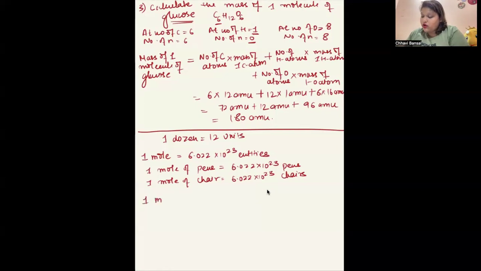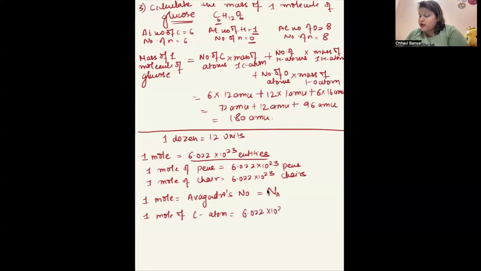This number is also called Avogadro's number. Remember this number, it's very important. We are going to use it very frequently. And it is denoted by capital N, small a. This is Avogadro's number. Is it clear so far? If I say 1 mole of carbon atoms, can I write, I'm talking about 6.022 into 10 raised to 23 atoms of carbon, right?